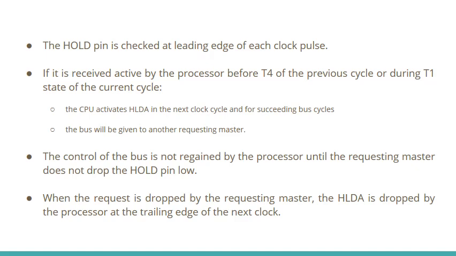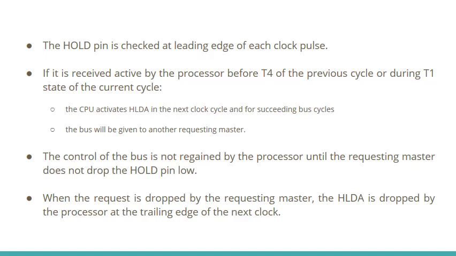So what happens here is that if the hold signal is received active by the processor before the T4 of the previous clock cycle or during the T1 of the present clock cycle, then the processor will activate the HLDA signal, or the hold acknowledge signal, in the next clock cycle and for the succeeding bus cycles. It will also give control of the bus to the requesting bus master. As we can see, the HLDA signal becomes active during the very next clock cycle, that is, during the fourth clock pulse.